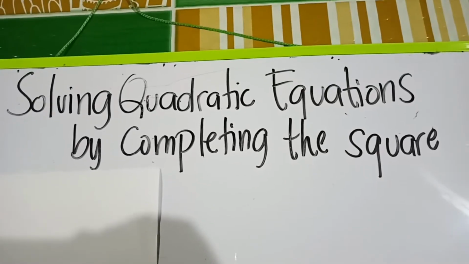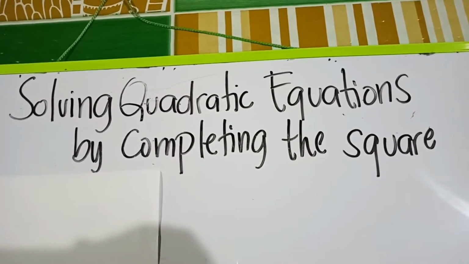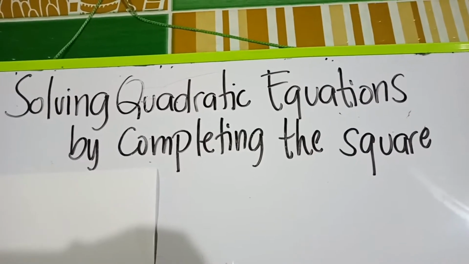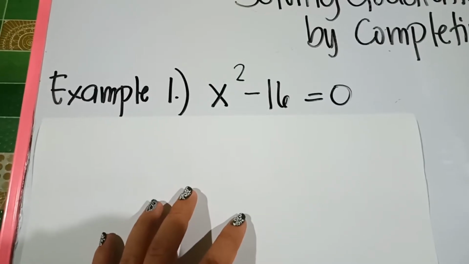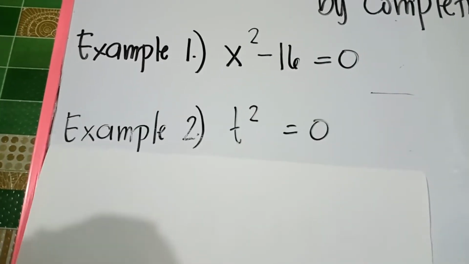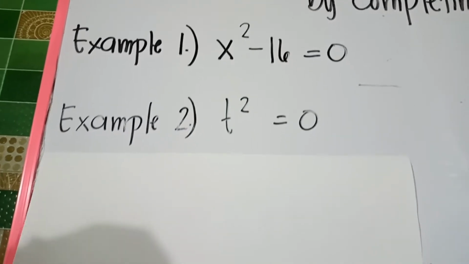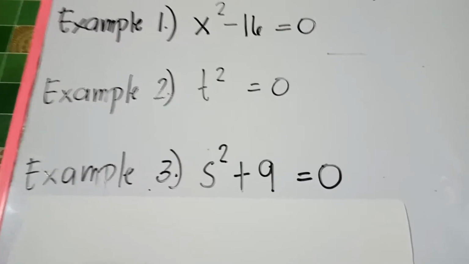Good day. Our lesson for today is about solving quadratic equation by completing the square. And this will be our example. First one is x squared minus 16 is equal to 0. Next will be t squared is equal to 0. And we have s squared plus 9 is equal to 0.